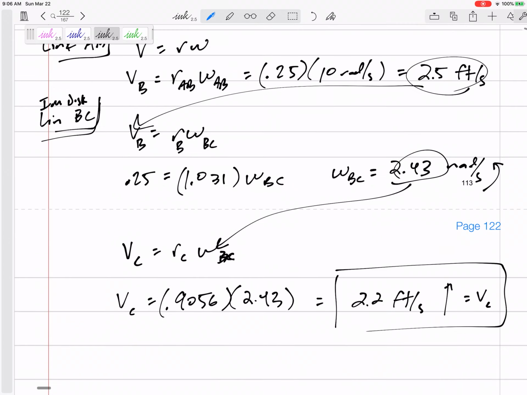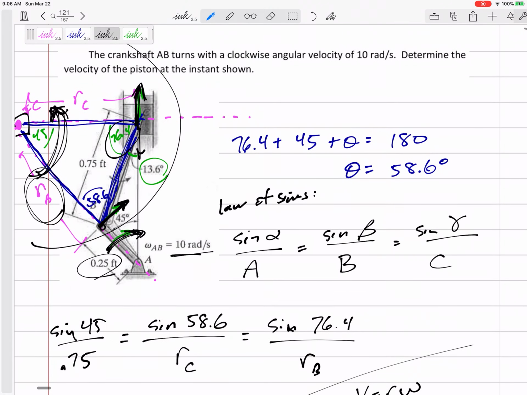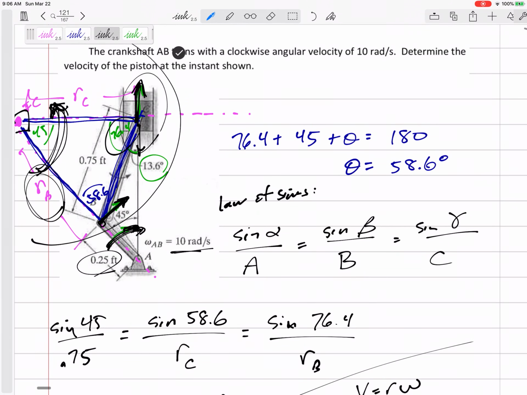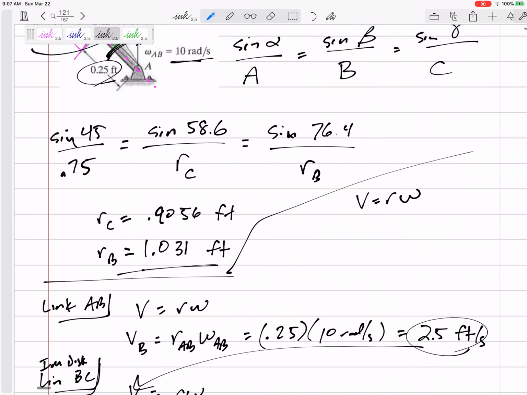So this is very helpful. We're only looking at this snapshot, but it is very helpful to determine the velocity of a piston if you know the angular velocity of this rotating link right here that is making the piston go up and down.